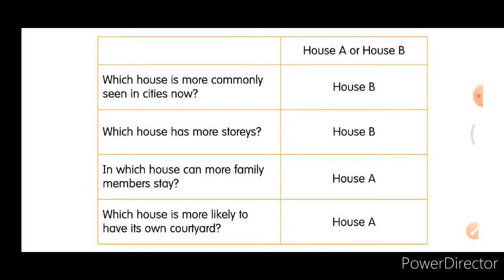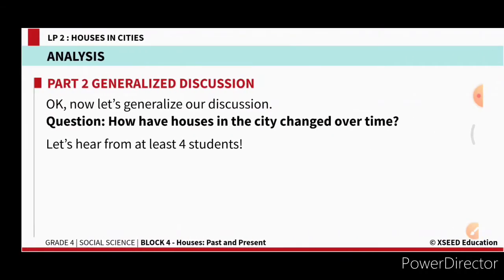Second question, which house has more stories? Stories means the levels of a building. Yes, once again it is multi-story buildings. That's why we wrote House B. House B means multi-story buildings. House A means bungalows. In which house can more family members stay? It is the bungalow. In a bungalow more family members can stay. Next, which house is more likely to have its own courtyard? It is House A, that is a bungalow.